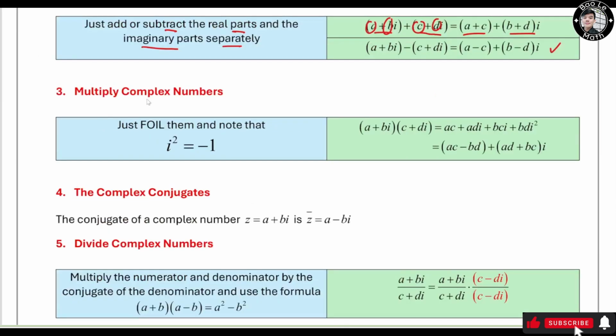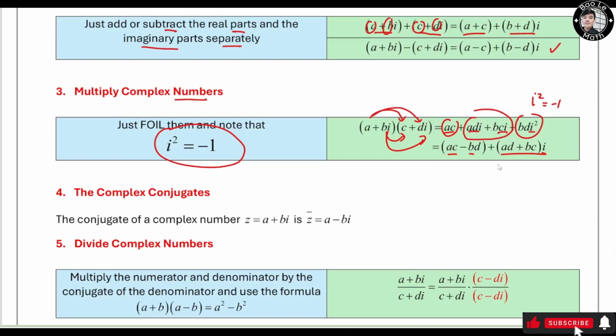Now in order to multiply complex numbers, we just FOIL them and note that i squared equals negative 1. So look at this one, we just distribute this, right? And a times c could be this, a times di could be this, bi times c could be this, and bi times di is bd i squared, right? Now the real part is this and this, because i squared equals negative 1, right? So we have ac minus bd, and the imaginary part is this right here. We factor i out, so it could be this, right?